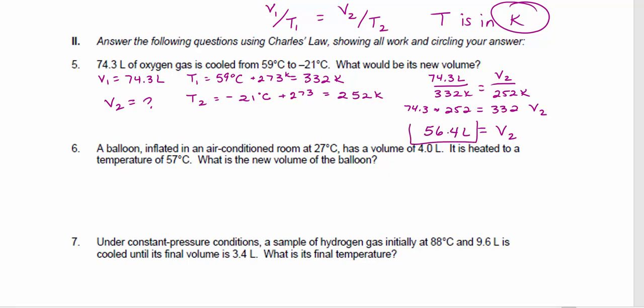But why do we use three significant digits if our temperature was originally given in two? And that's because when we calculate, we had three. So we go with three significant digits.